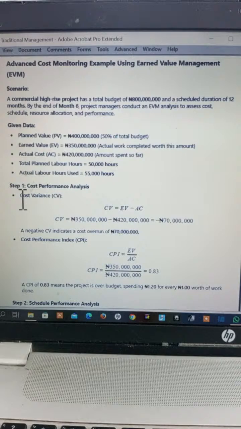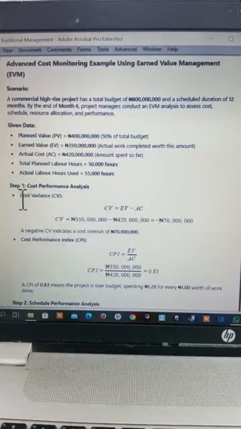Okay, so given this, you look for what we call the cost performance index. To find the cost performance index, it is your EV divided by your AC.